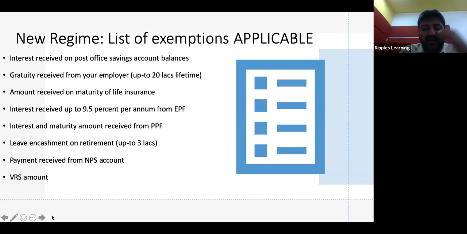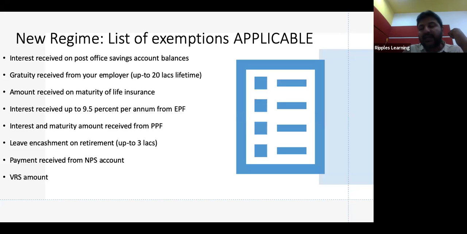It's not an account, VRS amount I have written. NPS is an account. So if you open a pension fund account, you will link your bank account with the national pension fund, and when it matures, you get money back into that account. That would be exempted from tax, both in old as well as new tax regime.